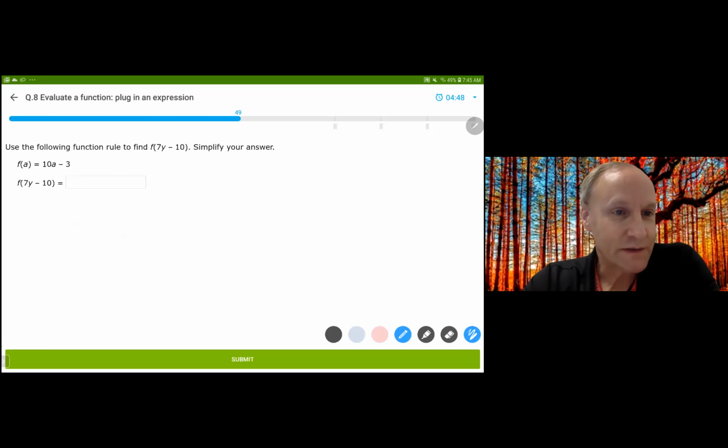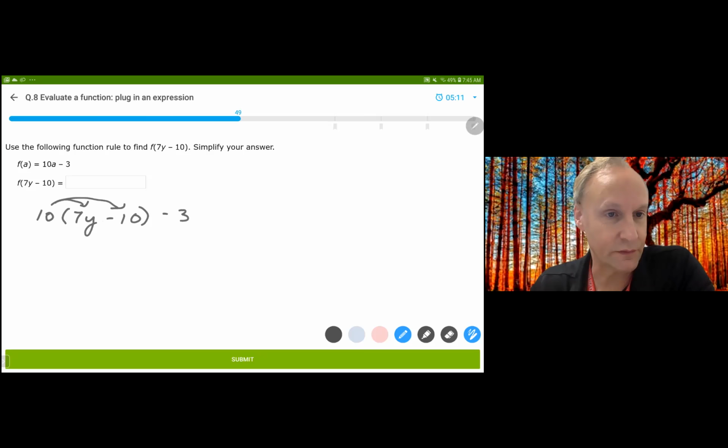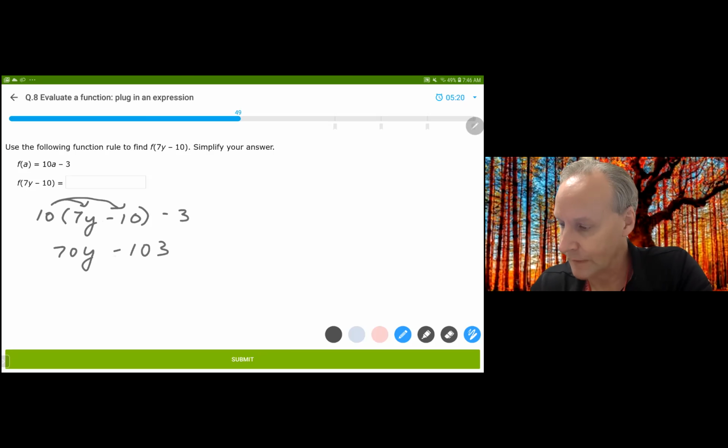Let's see now. 7y minus 10. See, that 10 gets confusing because you see the 10 and you see the 10 and you just think, I'll just put it however. We want to put 10 times a, which is going to get replaced with 7y minus 10 minus 3. And you have to distribute and subtract the 3. So I'm going to do it all in one step. That's going to be 70y. This would be minus 100, but it's going to be minus 103. And I'm done.